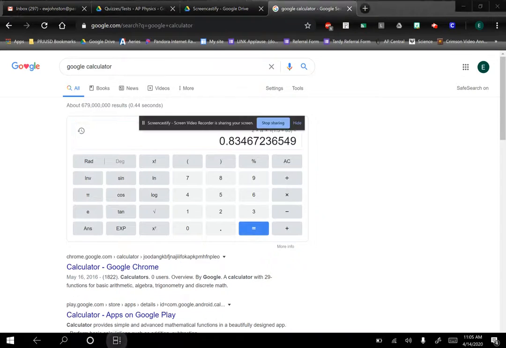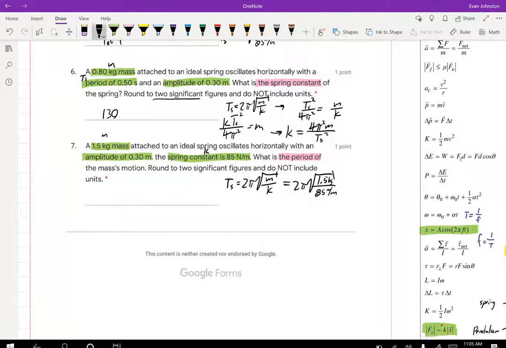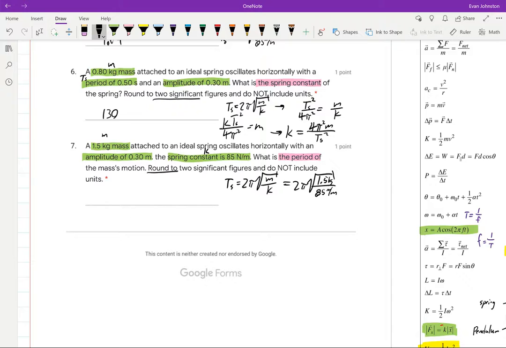Looking at the question, it tells us to use 2 significant figures, so I have 2 options now. I could say 0.83, and the period would actually be in seconds, but we know we cannot use units here, or 0.83. Both of these have 2 significant figures.